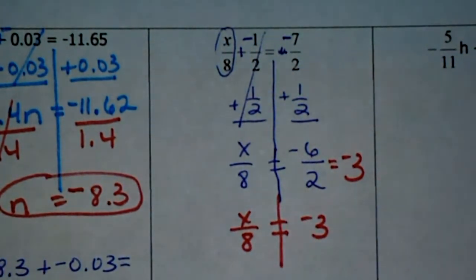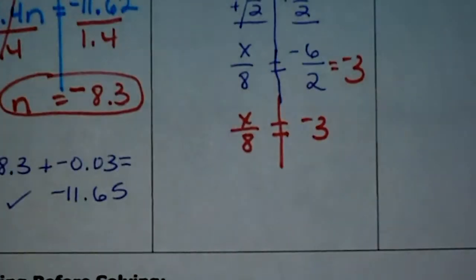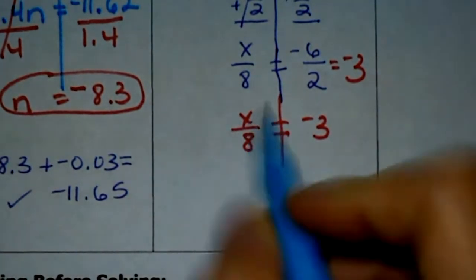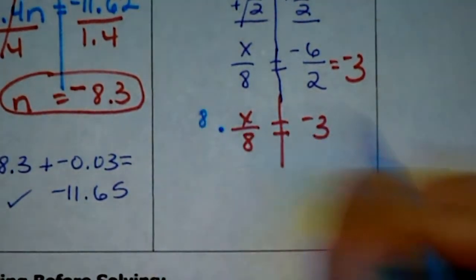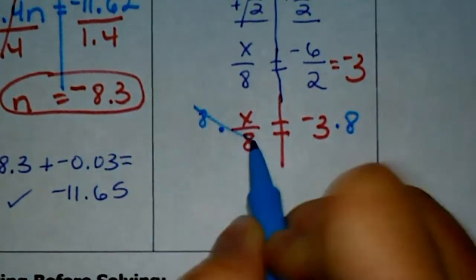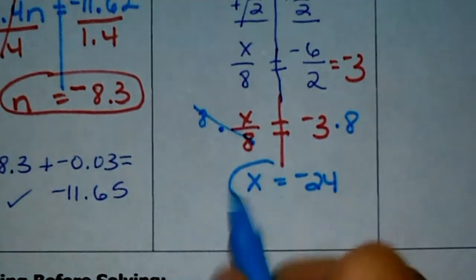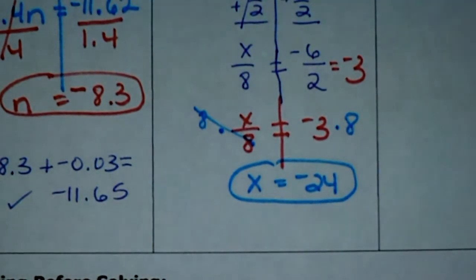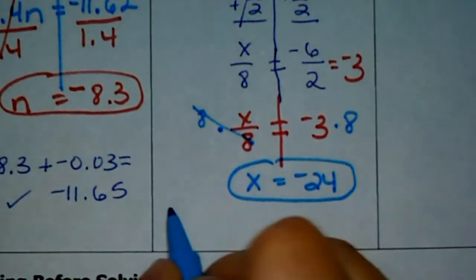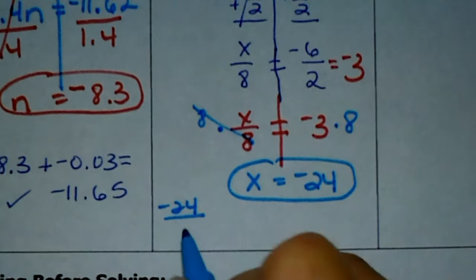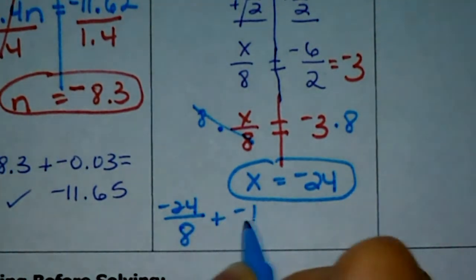We're not done. We have one more little thing to take care of, right? Because x is being divided by 8 and we need x by itself. So to get rid of dividing by 8, to cancel out that 8, I need to multiply each side by 8. That allows me to cross cancel. And x equals -24. Bam! To check it, you do the same thing. Plug that -24 in for x. Rewrite your original equation.